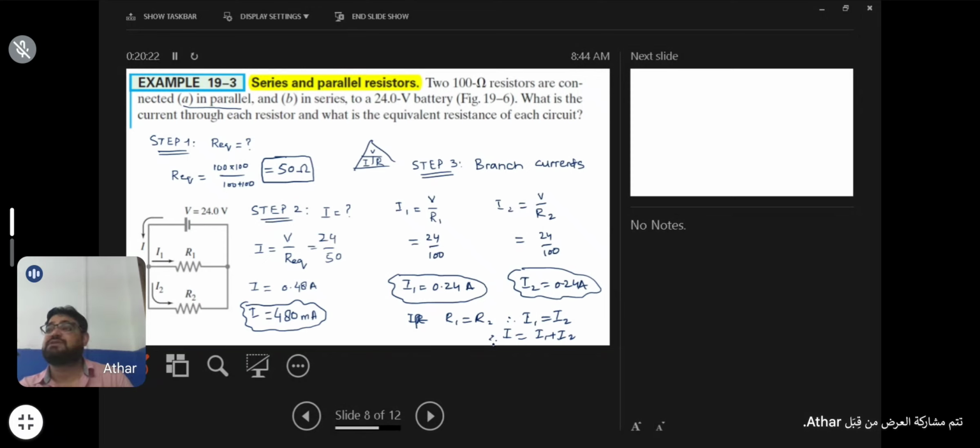So here you remember the three steps which I told you. But the fourth thing: if they ask you for the voltage across the branches, voltage in parallel is the same across branches. That's why I wrote I1 is V over R1, I2 is V over R2. But I told you logically we can directly say I1 is equal to I2, so 0.48 becomes 0.24, 0.24.